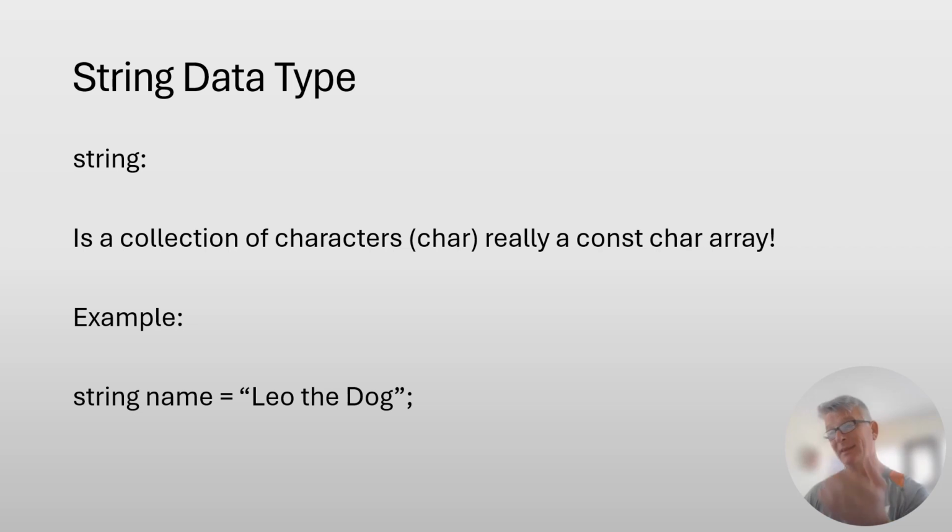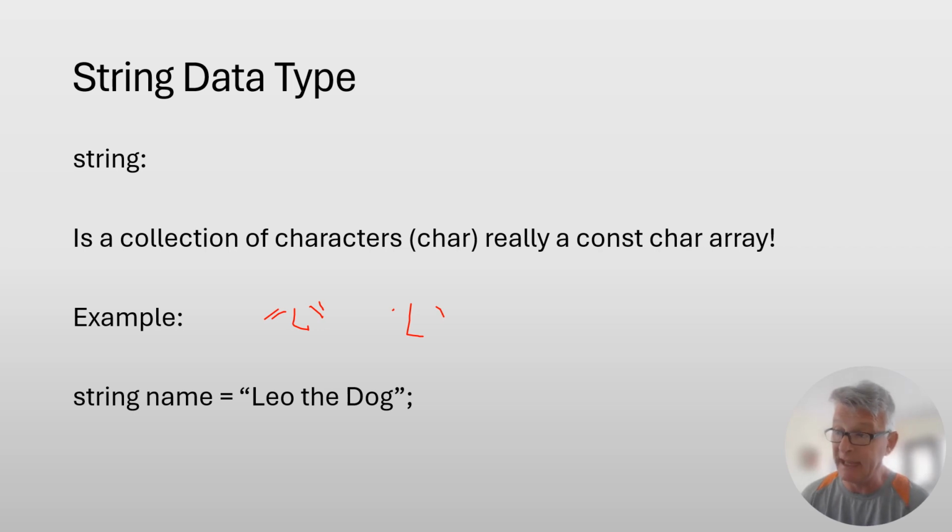Strings. Okay, a string is a data type. It's a collection of characters. So really, it's a constant char array. So what we talked about: L is a character all by itself, right? If I had double quotes around L, that would be a string, because it's double quotes. But a single quote is just going to be a character. Well, how do we build words? We build words with a collection of characters. So a string is a collection of characters.